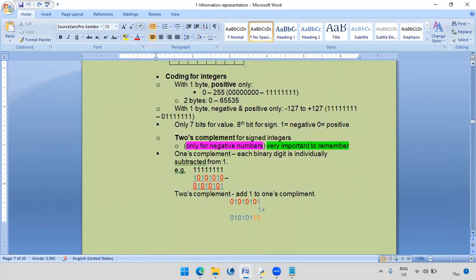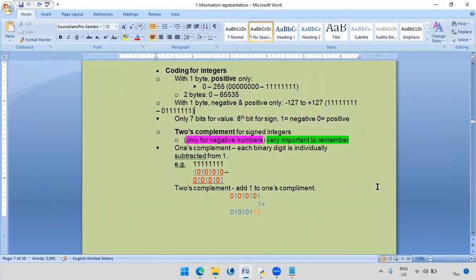Now, another small section, coding for integers. How are integers represented in the computer? With 1 byte, if you want only positive numbers, then you can use all 8 bits and go up to 255 as the highest number. So with 0, altogether 256 numbers you can have. If you have 2 bytes, you can go from 0 to 65,535. You can calculate and see.